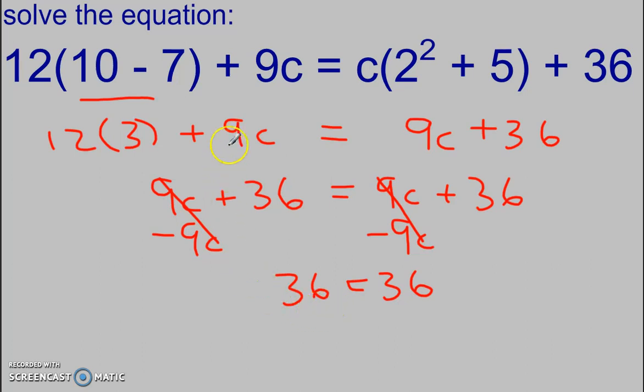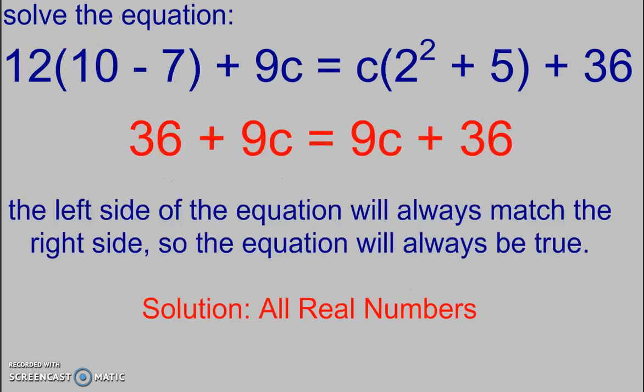That means it doesn't matter what I plug in here for the variable. No matter what number, because I have to do the same thing on the other side, no matter what number I plug in there, it's going to be true. So the solution for this is all real numbers. If you get something that on the one side is the same as the other side, the solution set is all real numbers, or you could simplify that with the solution set of all real numbers.